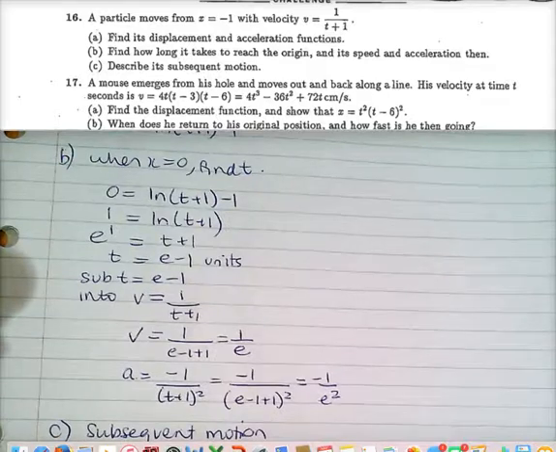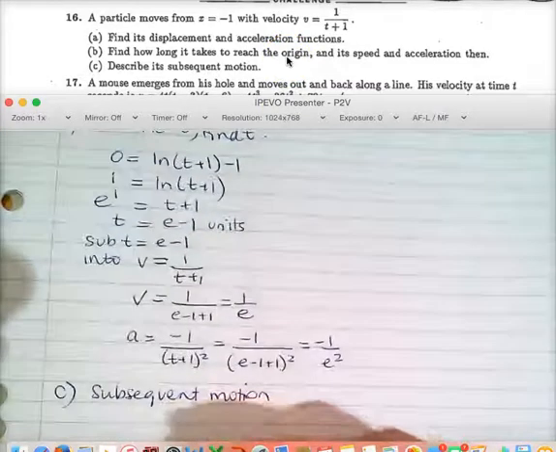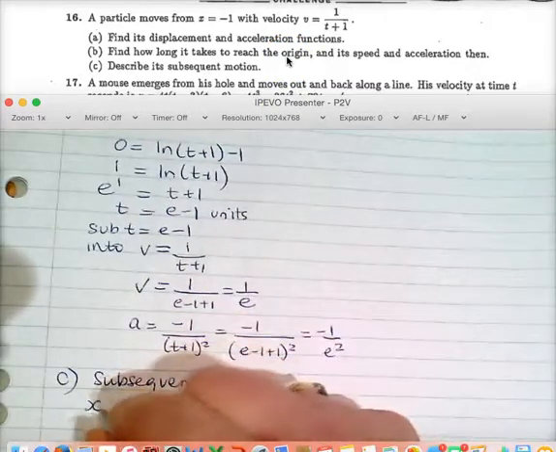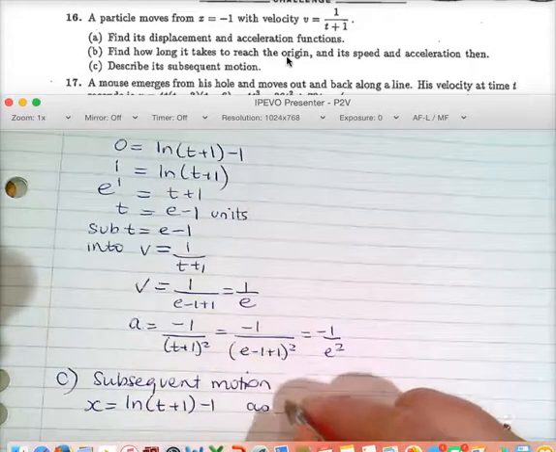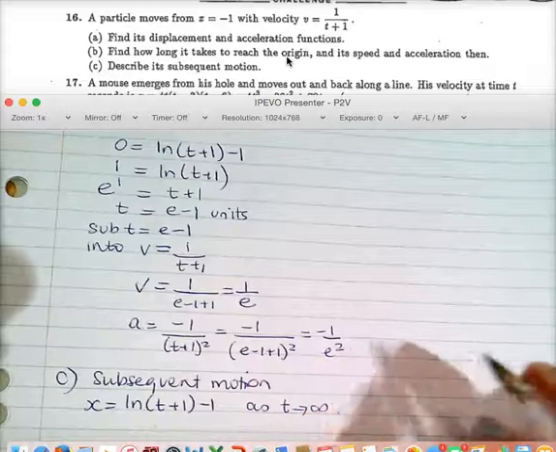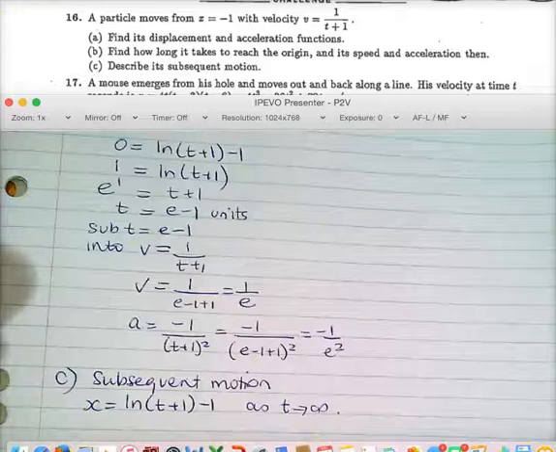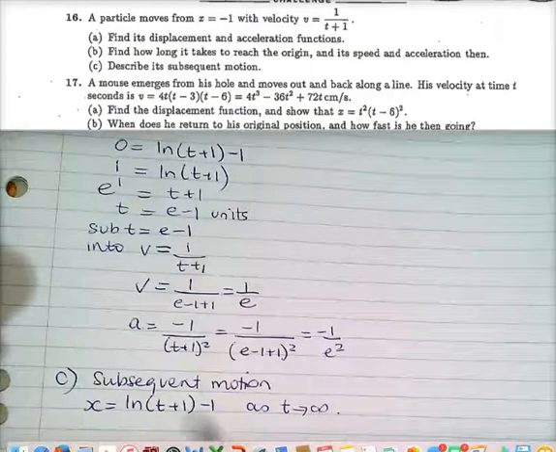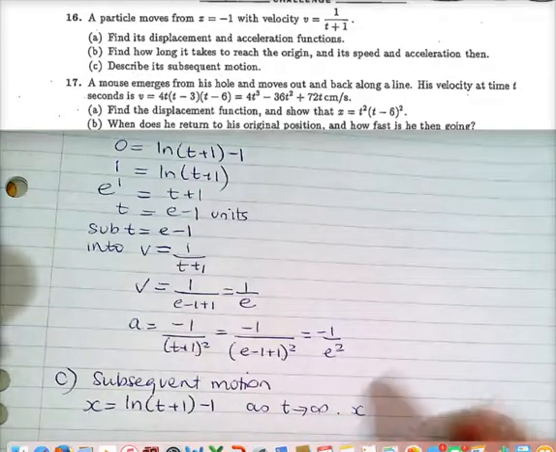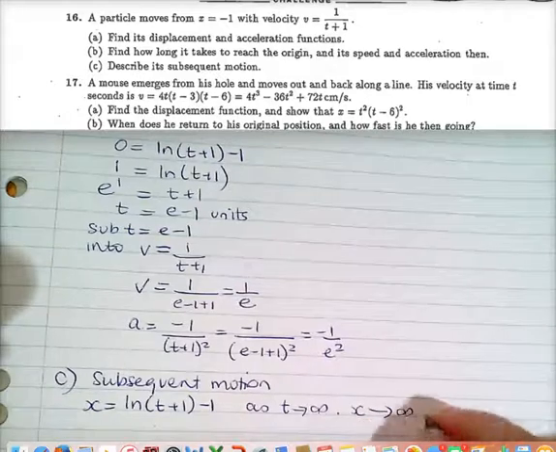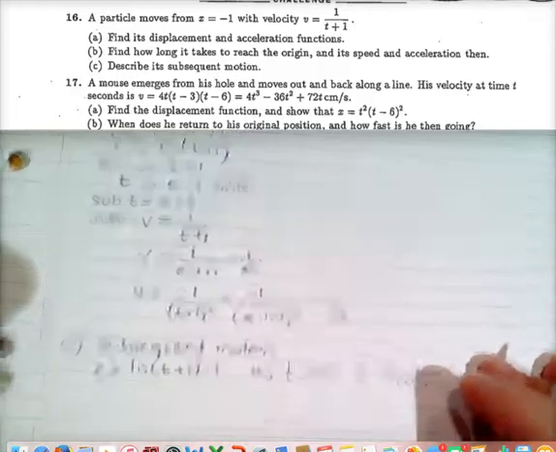The subsequent motion is to say what happens to the particle after this time. So let's just look at the equations that we've got. We've got x equals ln(t plus 1) minus 1. So as t approaches infinity, you'll need your calculator for this, it's just ln of a large number minus 1. As t gets quite large, x gets larger, fairly slowly, but it still is getting larger. So x approaches infinity, and the particle will approach infinity.